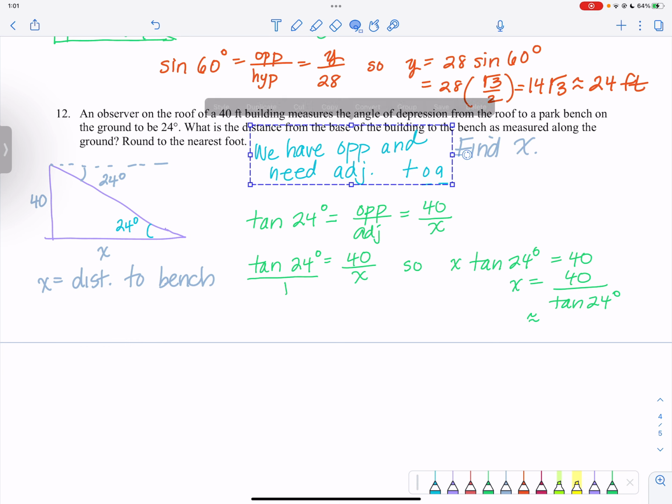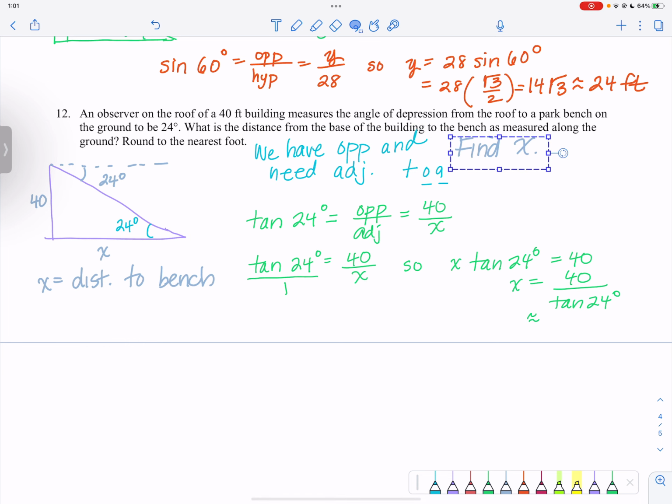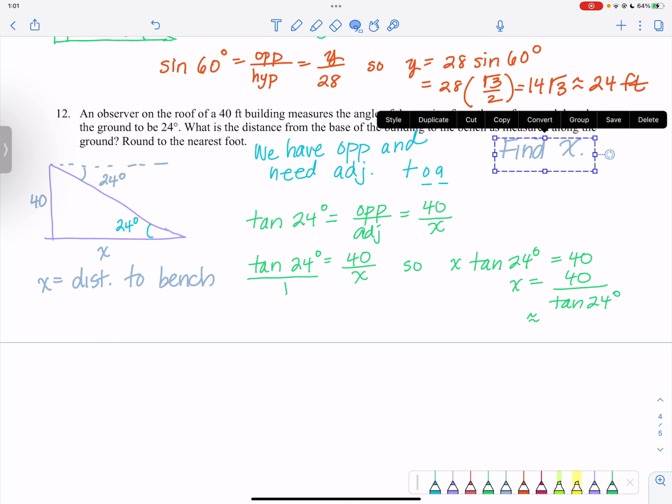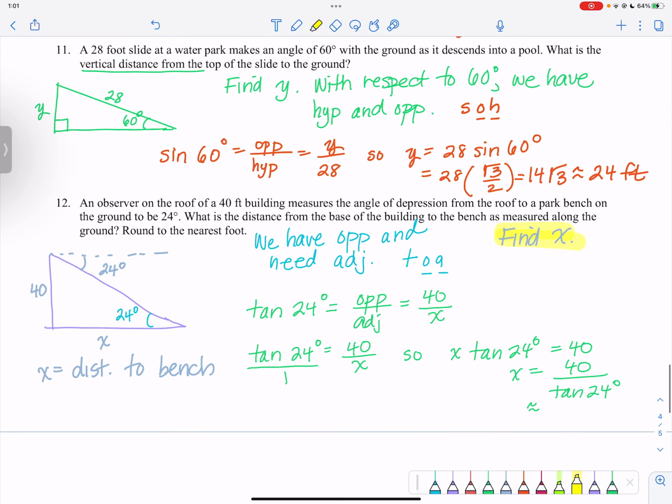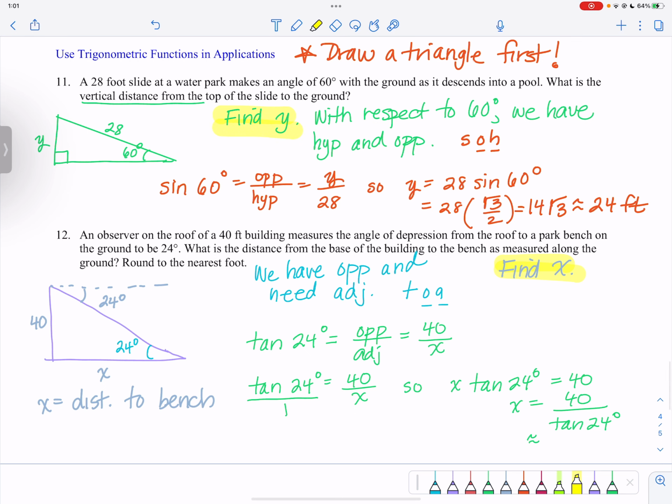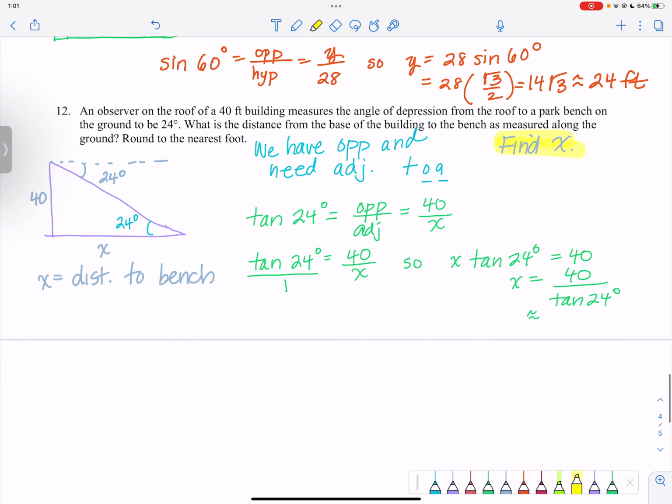Probably giving you a little time to think here. And I really wanted to highlight what they want us to find once we read the problem. And then the 40 divided by the tangent of 24, make sure you are in degree mode and you'll get about 90 feet. And this concludes this section.